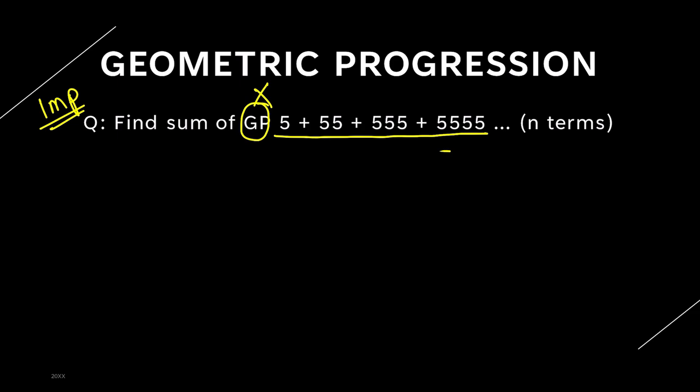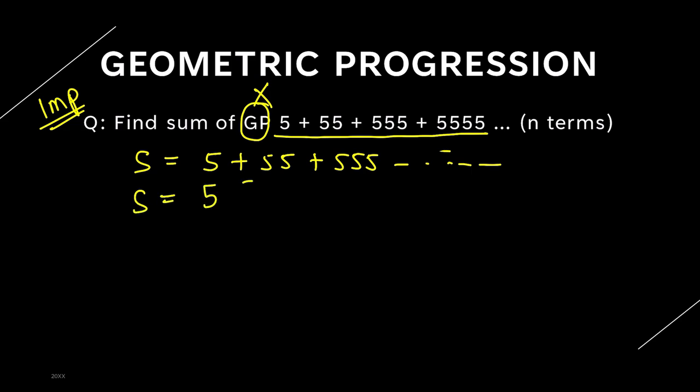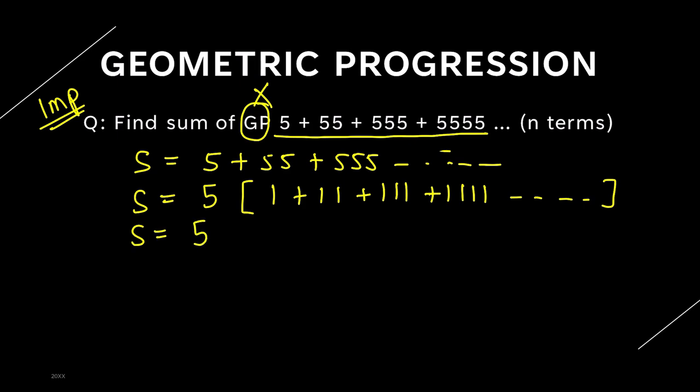First thing clear? Now, let's say the sum is 5 plus 55 plus 555 and so on, n terms, right? Now, in this case, take 5 common: 1 plus 11 plus 111 plus 1111 and so on. I hope this is clear. Now, how can you write 1? Simply write 1 is 1. You can write 10 as 10 minus 1. You can write 10 plus 1.